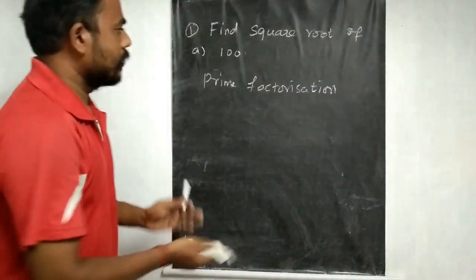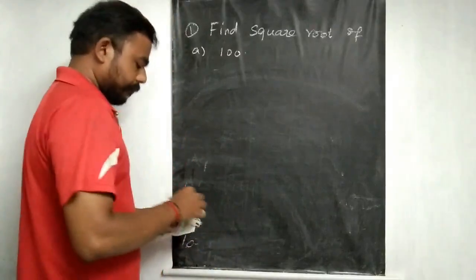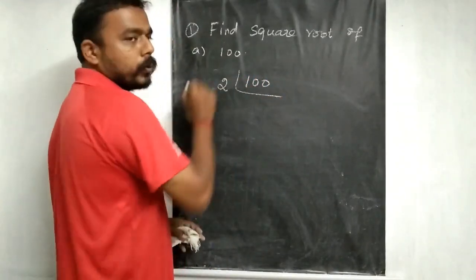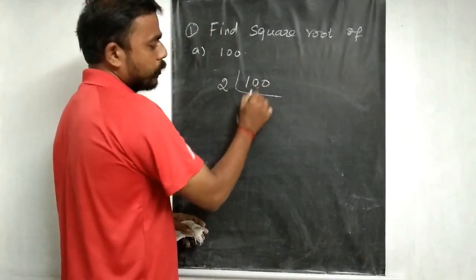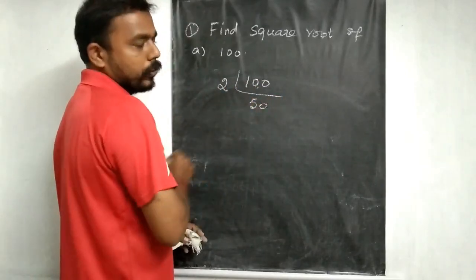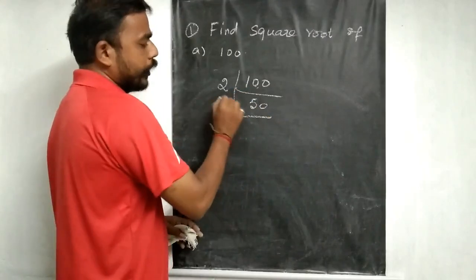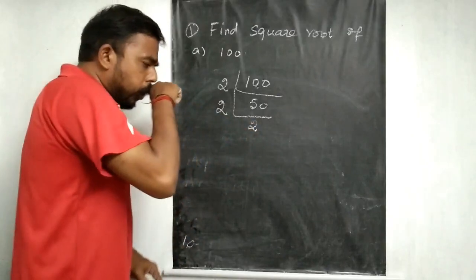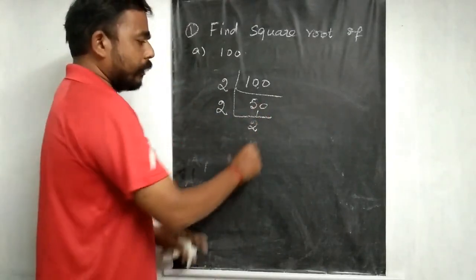How to find? Suppose 100. Now think about 100. What is the possible divisor? 2. We can divide by 2. So 5 2s are 10, remaining 0. Once again you can divide by 2. So 50. So 5 2s are 10, remaining 1.